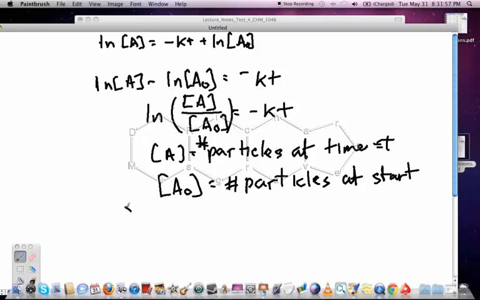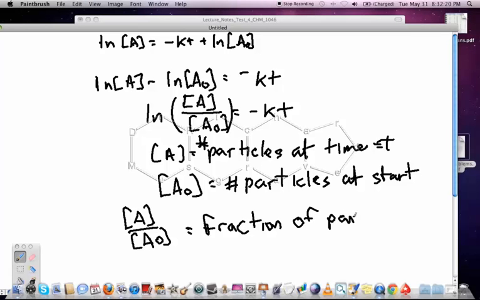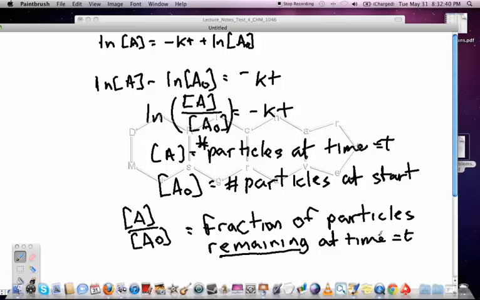So what that means is that A over A0 is equal to the fraction of particles remaining at time t. And the key word there is remaining. Not lost, it's remaining. It's whatever's left at that time. It's the fraction of particles remaining at time t. Alright, so we can apply that now to these kinds of problems.